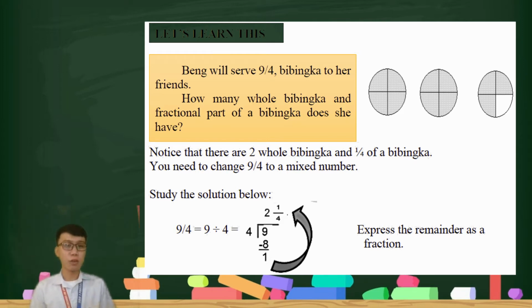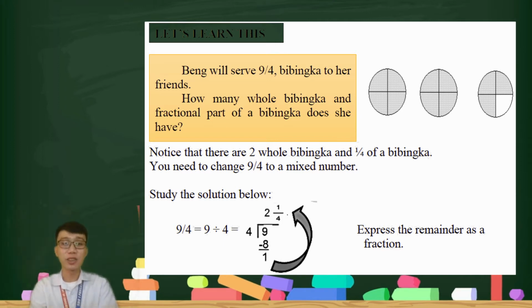Study the solution below. So 9/4, we're going to divide the numerator by the denominator. 9 divided by 4 is equal to 2. 2 times 4 is equal to 8. And then, subtraction. 9 minus 8 is equal to 1. Express the remainder as a fraction.